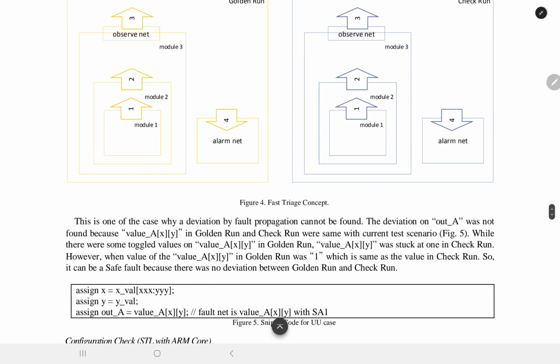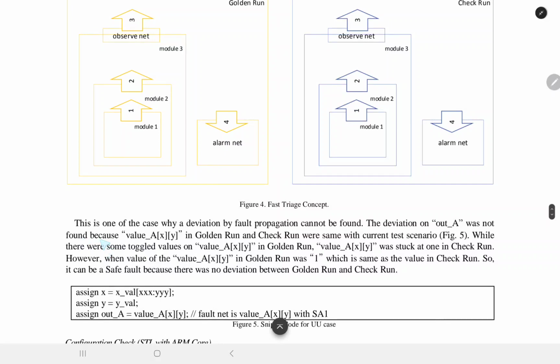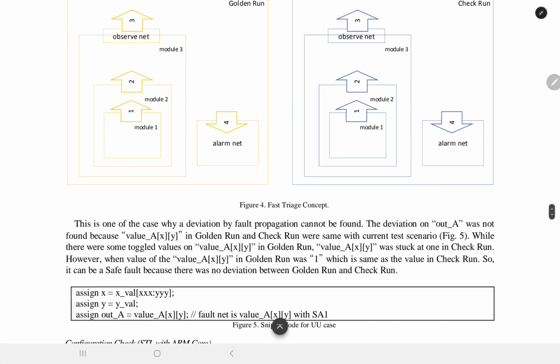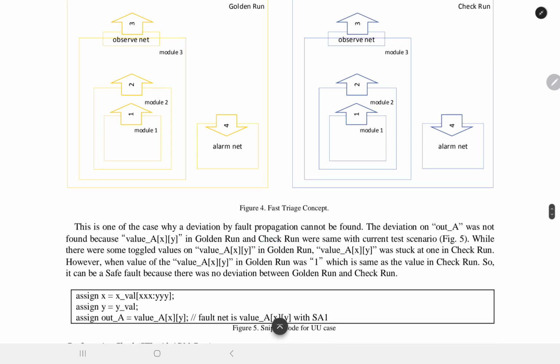Yeah, this is one of the cases where the deviation caused by fault propagation cannot be found. The deviation on out_A was not found because the values of value_A_X and Y in the golden run and the check run were the same with the current test scenario in figure 5, while there were some toggled values on value_A_X_Y in the golden run, and the value A_X_Y was stored at 1 in the check run.